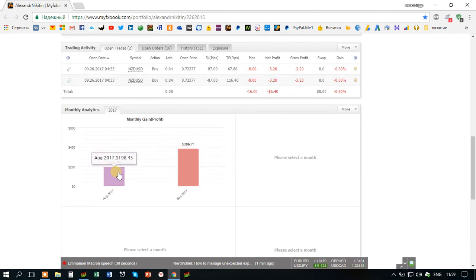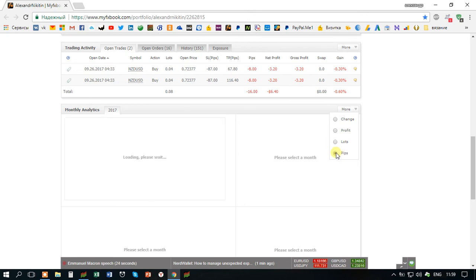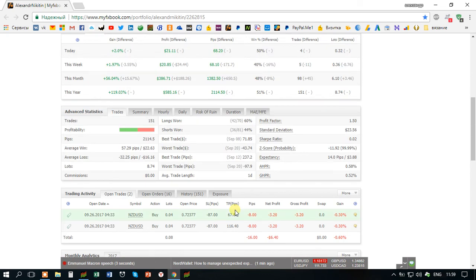Last month it was 198, this month is 386. So if we change it to percentage, last month it was 40%, this month it is 56%. If we change it to pips, you'll see that last month it was 732 pips, this month it is 1300. I'm not good at numbers. Okay, switch it back to changes. What else do we have here?